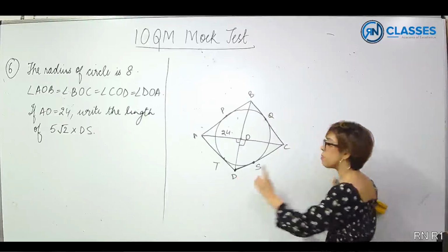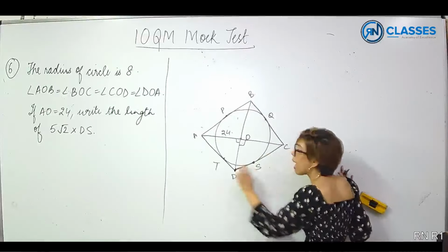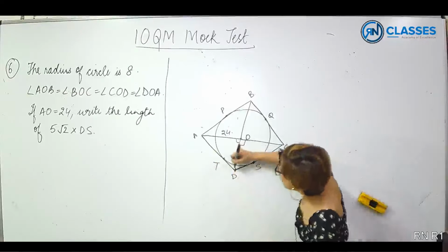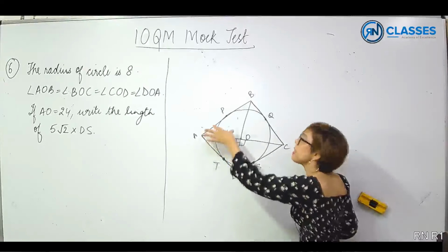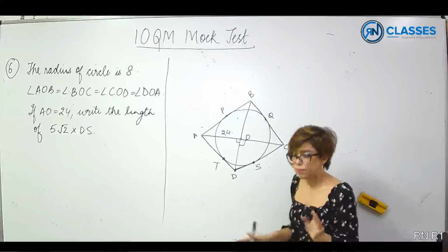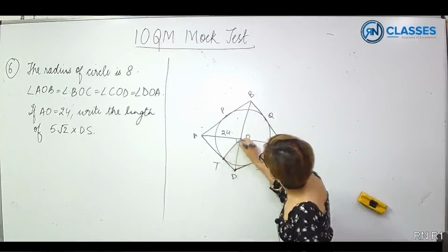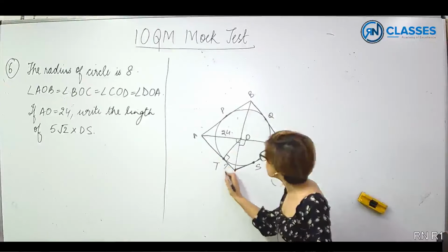That means I want to find out this. Now mind it, D is a point outside the circle, right? DS is the tangent. And from the same point I have DT, which is the tangent. Obviously DS will be equal to DT. So instead of finding out DS, I will find out DT. Why? Because AO is given over here, so maybe DT I can find out faster, right? Now, obviously tangent is given, I can join the point of contact with the center and this angle is 90 degrees, right?